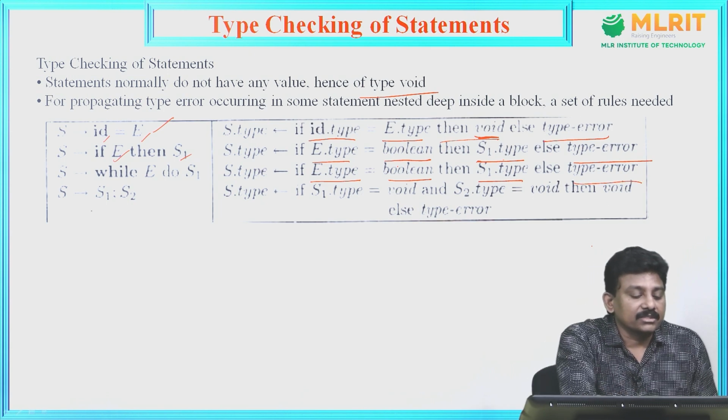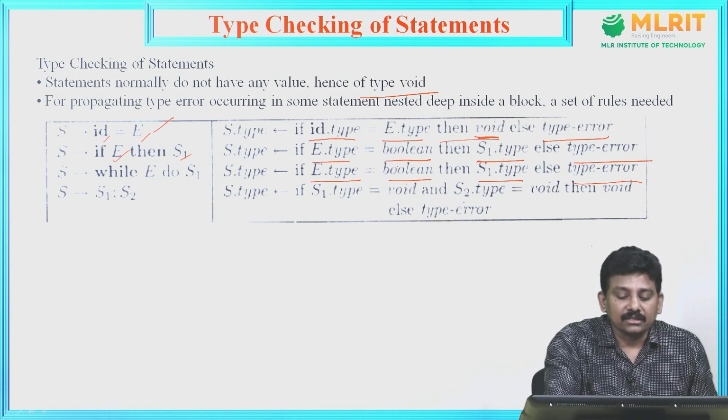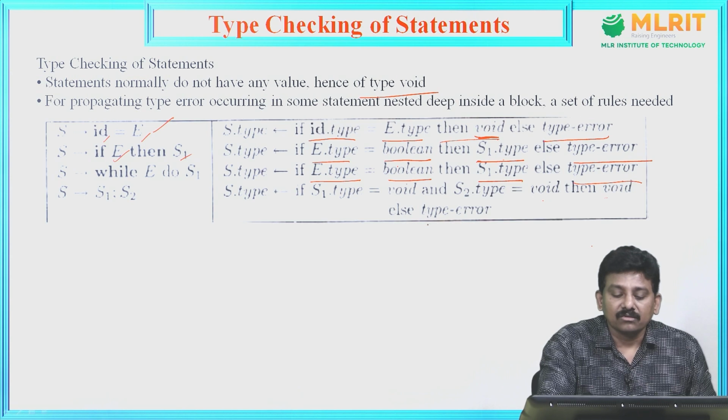Next, statements s1 followed by s2. If s1.type is void and s2.type is void, then void, else type error.